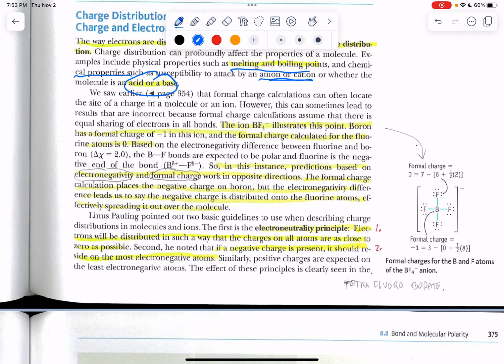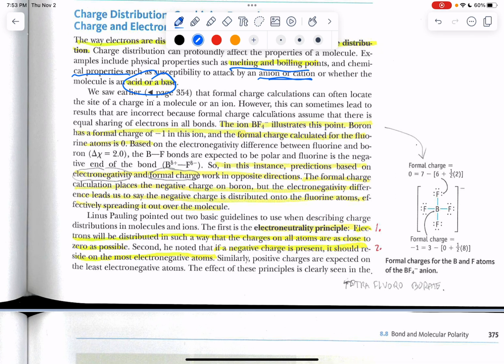And our little techniques for figuring out the charge distribution sometimes conflict with each other. And this particular polyatomic anion is a good example. This boron tetrafluoride ion, which is called tetrafluoroborate ion, tetra meaning 4, and because it's an ion, we call it the borate ion, illustrates this point. And so if you use electronegativity and if you use formal charge, you get two different answers in terms of the distribution of the negative charge.